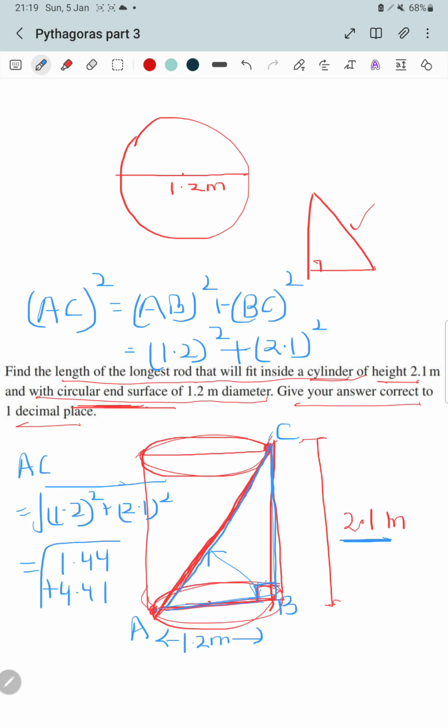So we have to add them and we have to square root. So it is going to be 5 here, 8 and here 5. So it is going to be square root of 5.85, and that you can easily calculate. Okay, you will not leave it like this. Whatever the square root of 5.85 is, whatever result you get, give it up to one decimal place, and you will put a meter unit.